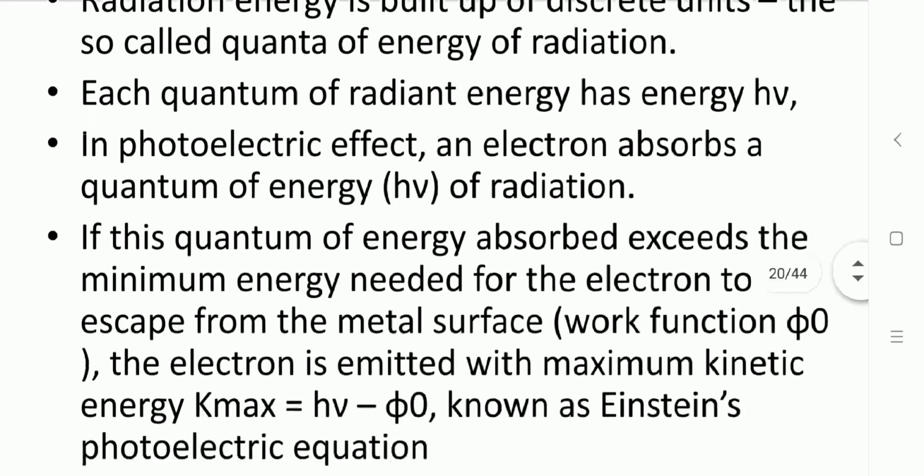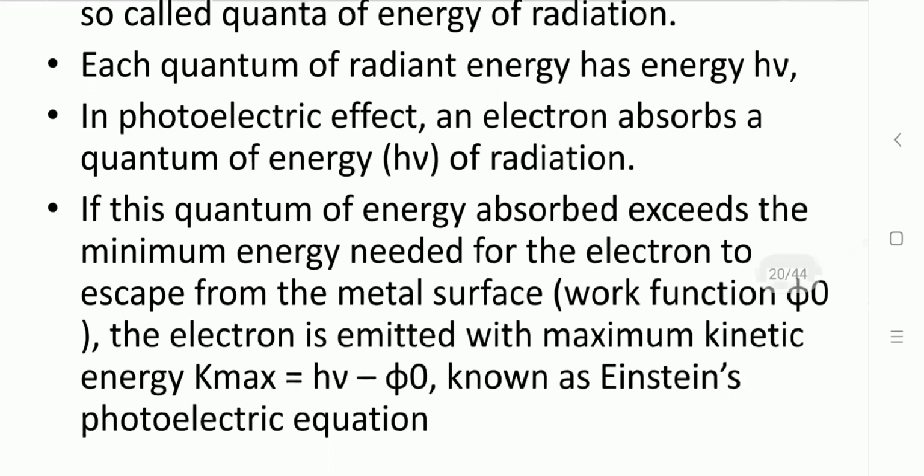If this quantum energy exceeds the minimum required energy to make the electron come out from the metal, which is the work function, then the remaining higher amount of energy is gained by the electron and converted into kinetic energy. So that maximum kinetic energy is hv minus phi 0. This equation is known as Einstein's photoelectric equation.